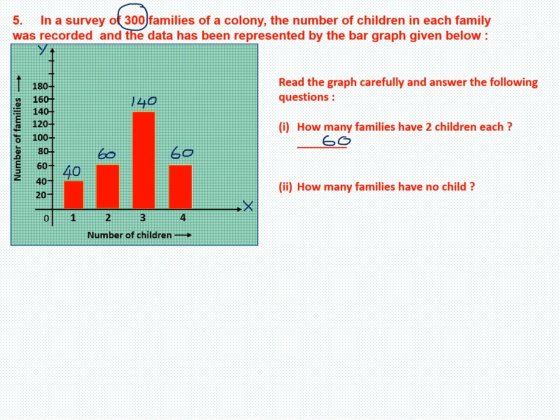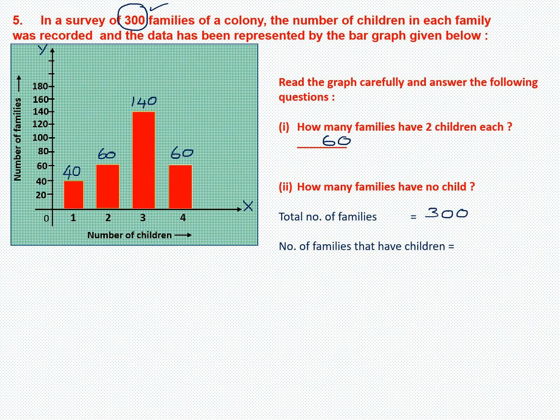Question 2. How many families have no child? Now we know that there are 300 families, and these are the other families that have children. So if we subtract this from the total number of families, we'll know how many families have no child. So let's begin working. So first step, total number of families, 300.